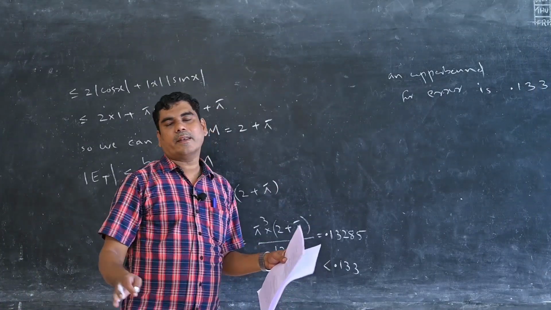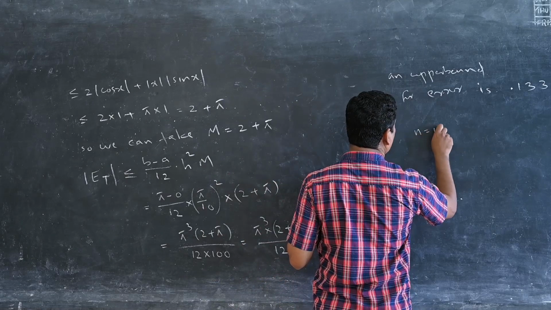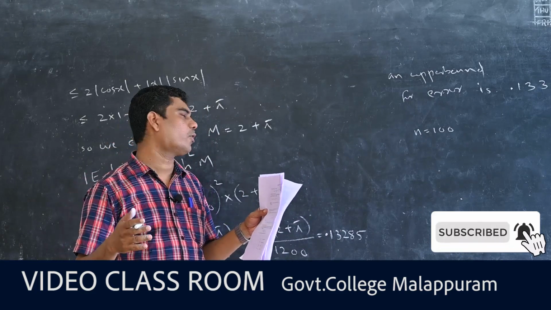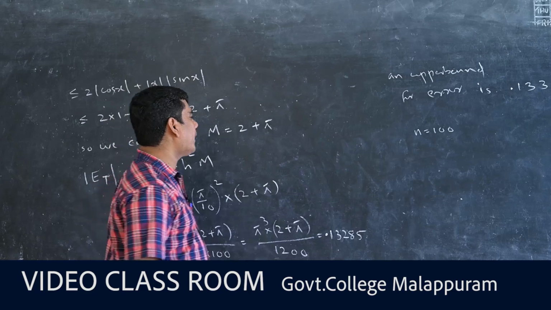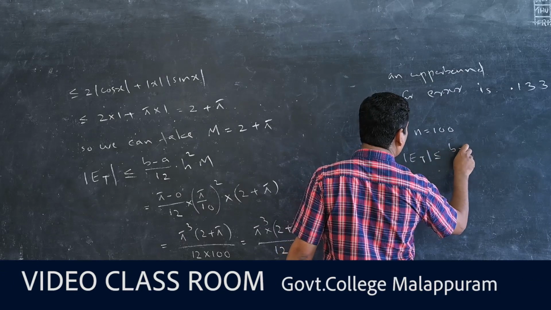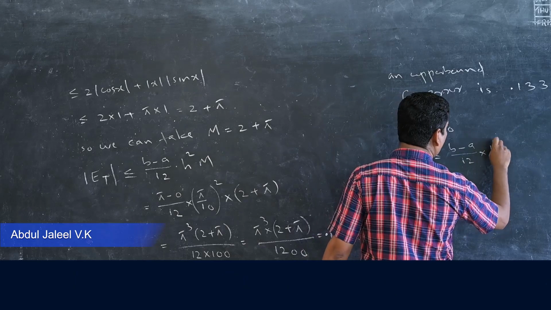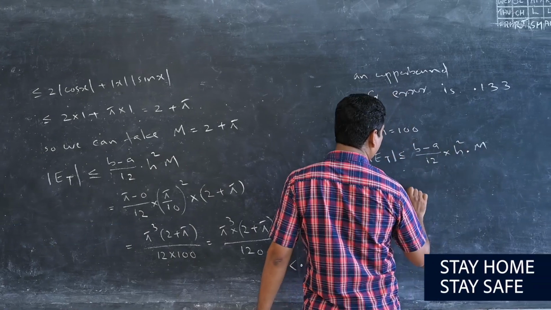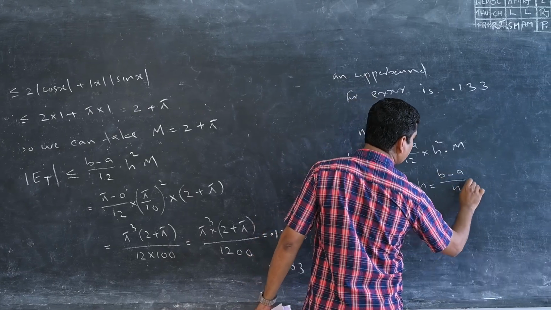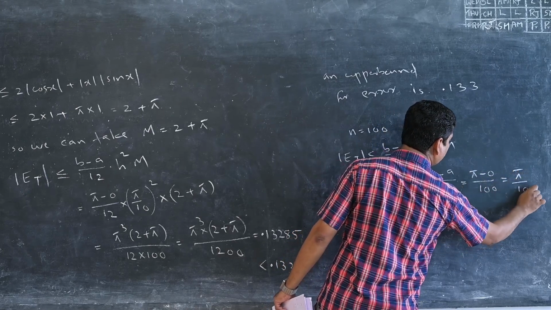Now if the number of steps n is equal to 100, instead of n is equal to 10, then the error modulus of E_T is less than or equal to (b minus a) divided by 12 into h squared into M. Here h is equal to (b minus a) divided by n, which is (pi minus 0) divided by 100. It is pi by 100.